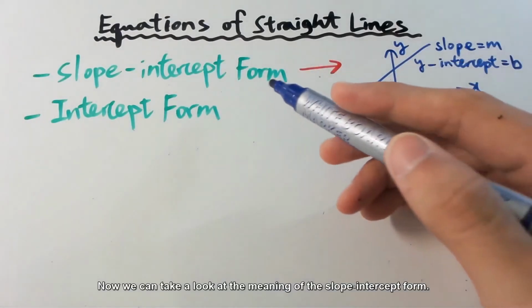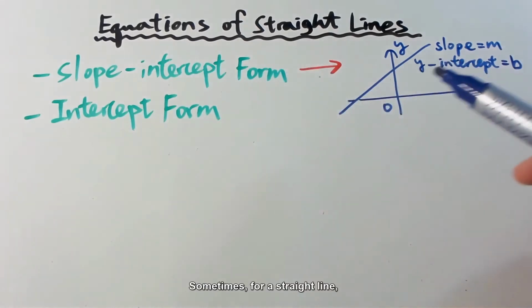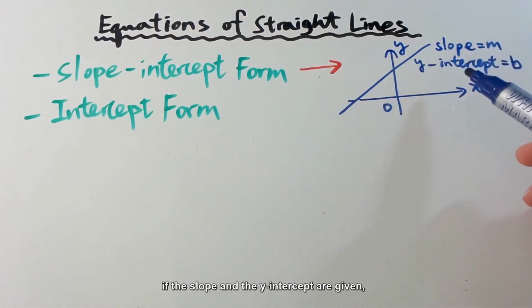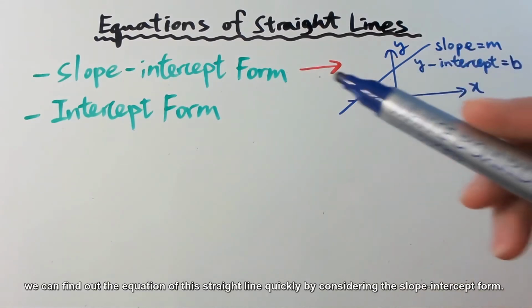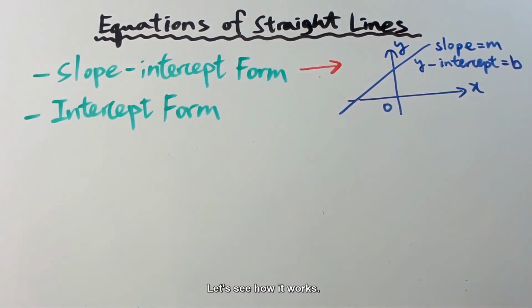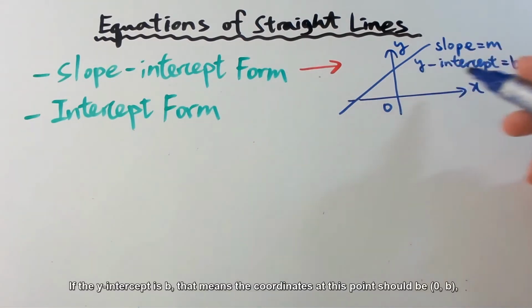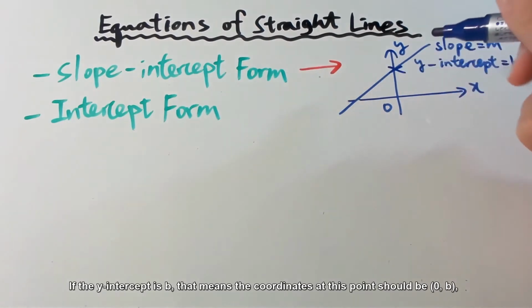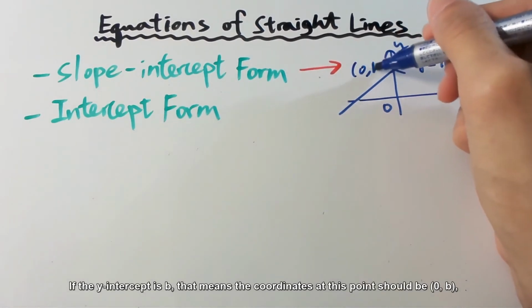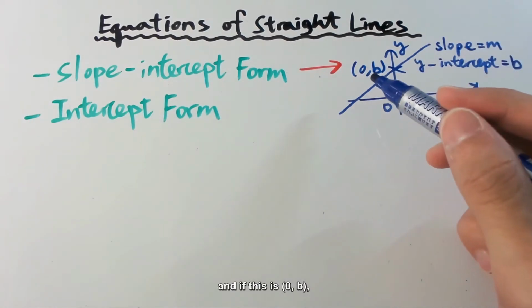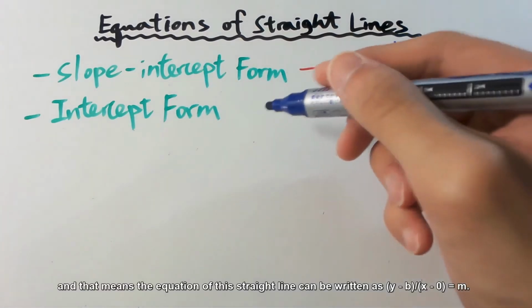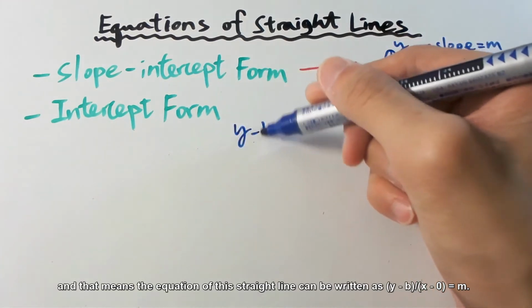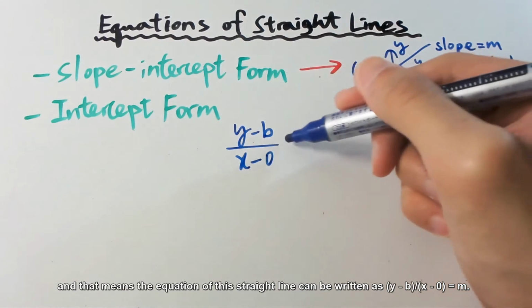Now we can take a look at the meaning of the slope-intercept form. Sometimes for a straight line, if the slope and the y-intercept are given, we can find out the equation of this straight line quickly by considering the slope-intercept form. Let's see how it works. If the y-intercept is b, that means the coordinate at this point should be (0, b). Then we can consider the point slope form to find out the equation of this straight line. The equation can be written as y minus b over x minus 0 equals m.